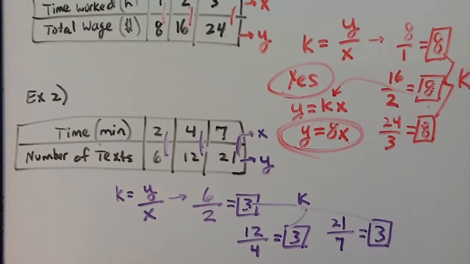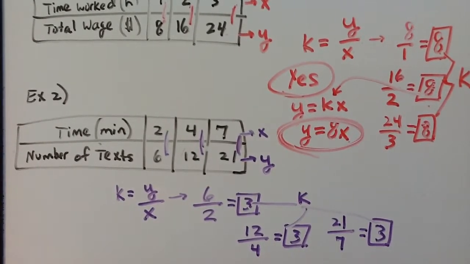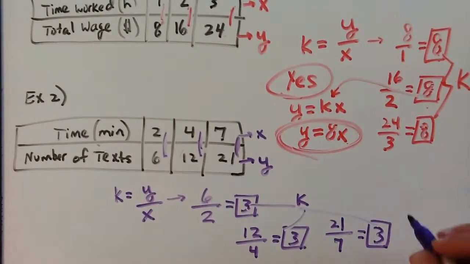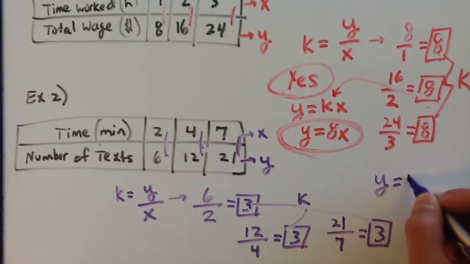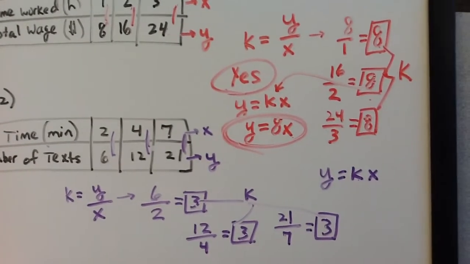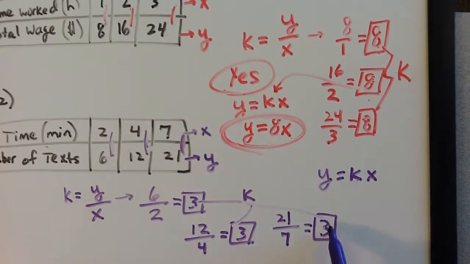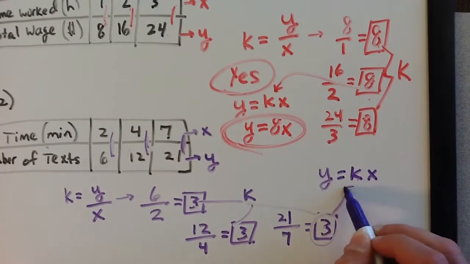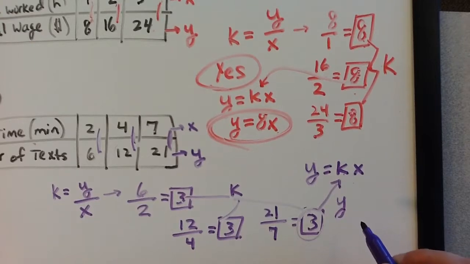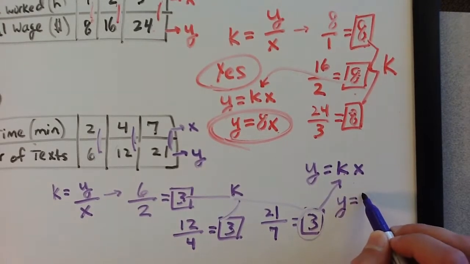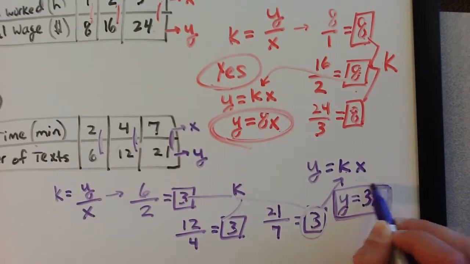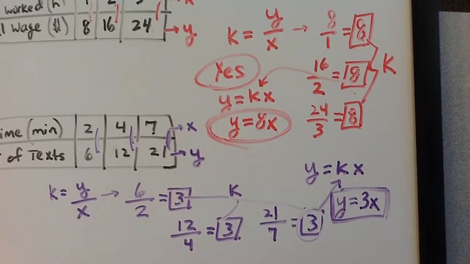Because there is a constant rate of change, this relationship shown in the table is proportional. And if it's proportional, we can describe that relationship as y equals kx, where k is the constant of proportionality. We just found that k is 3, so we plug 3 in for k. The equation we can write to describe this proportional relationship is y equals 3x.